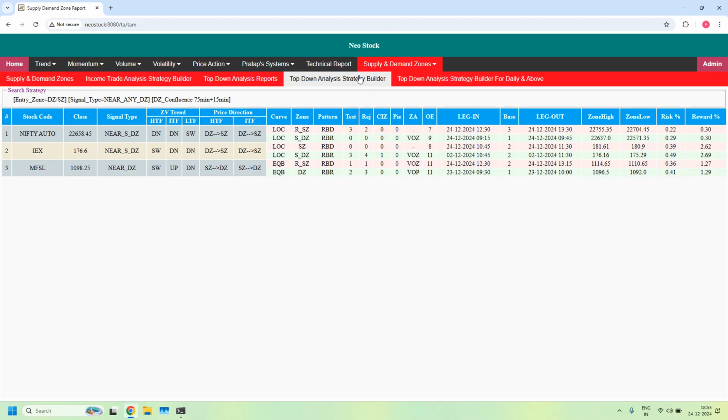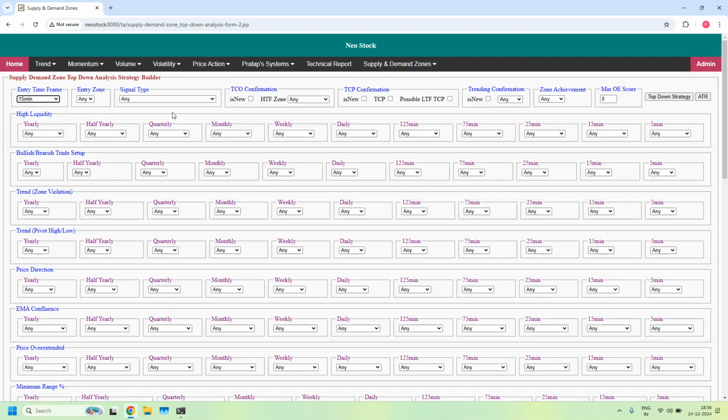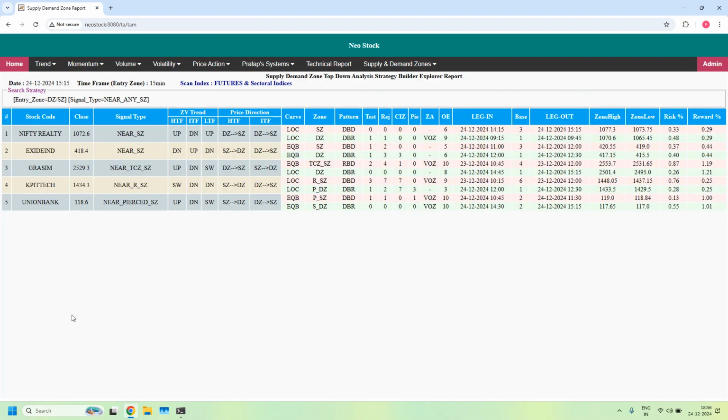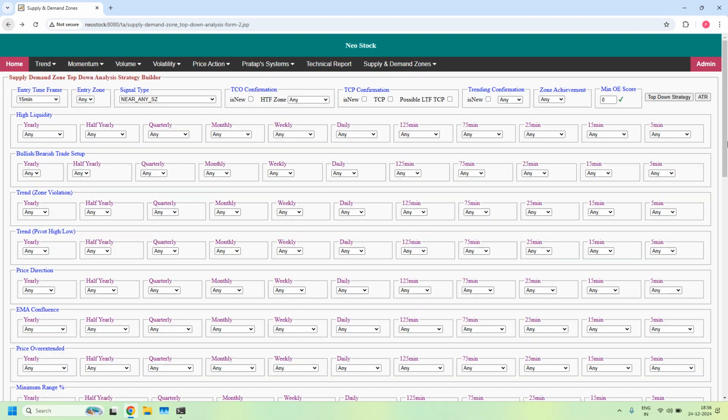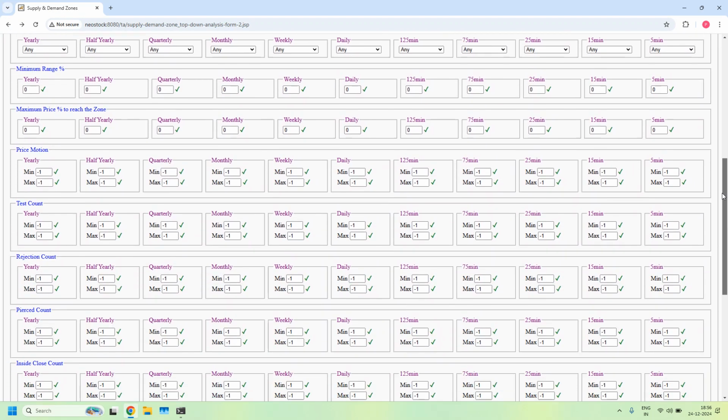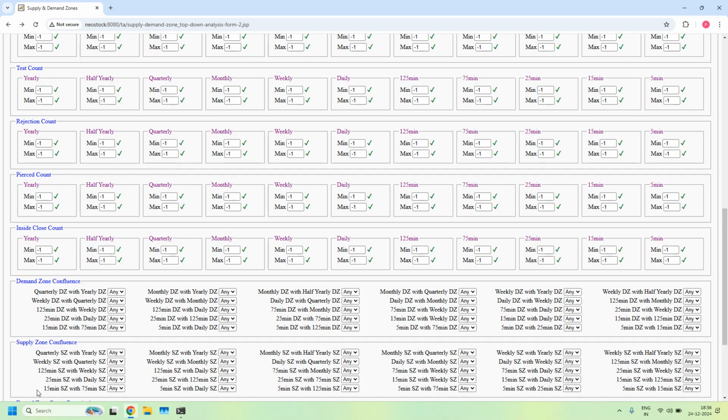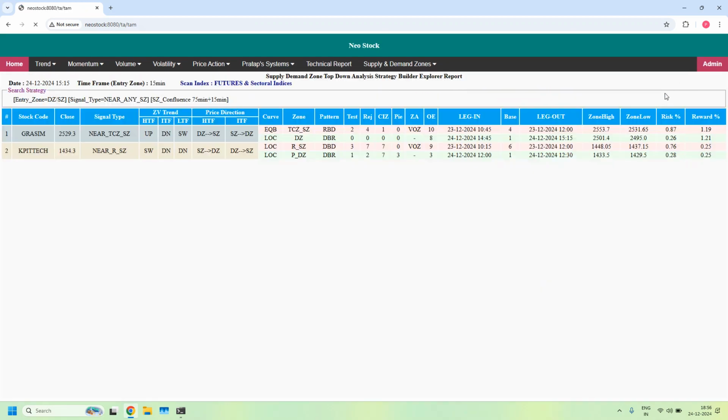Okay, next for 15 minutes time frame, stocks near 15 minutes supply zone, 5 stocks are filtered. Let's verify how many of these zones are having ITF supply zone confluence. That is 15 minute supply zone with 75 minute supply zone confluence, enabling that filter. So with this filter, we got 2 stocks, and both these 15 minute supply zones are part of the 75 minute supply zone.